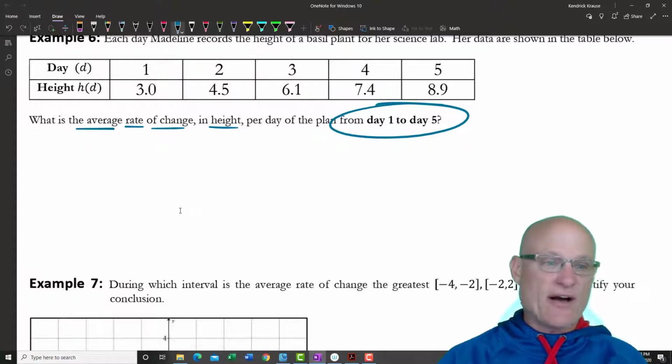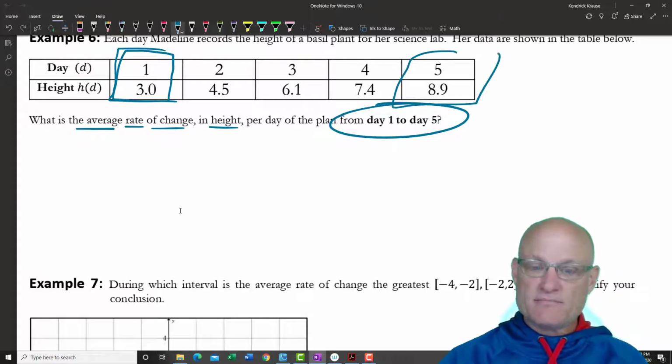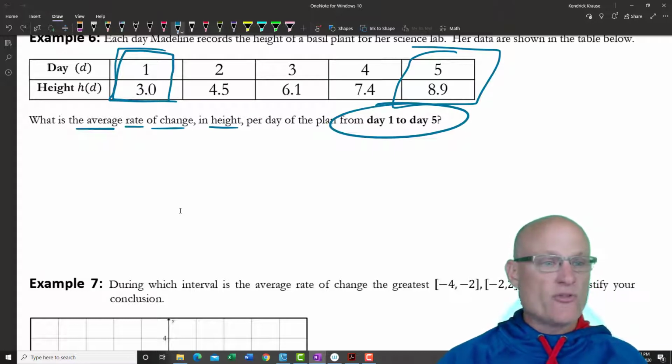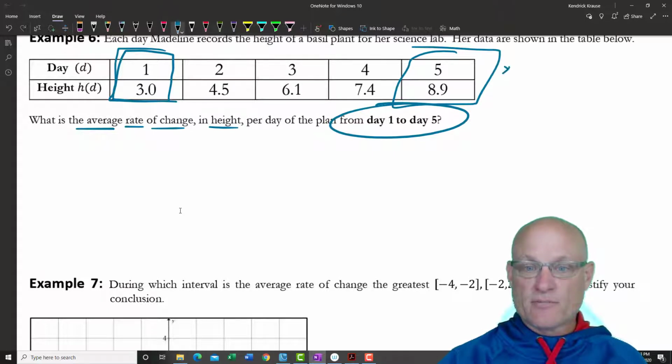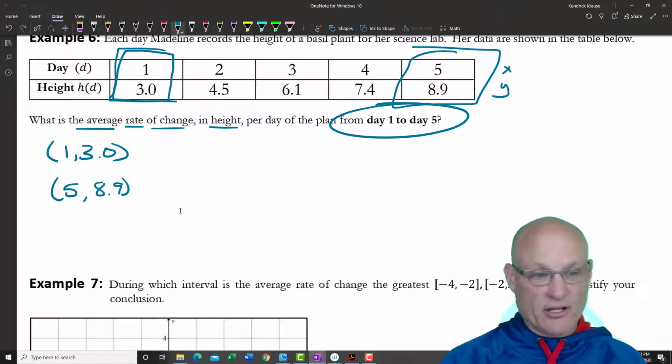We just need to find the slope between day 1 and day 5, an average rate of change. So we're going to use these. This is our x values up here, and these are our y values. So our 2 points are really (1, 3.0) and (5, 8.9). And I think we're going to need the calculator for this one.